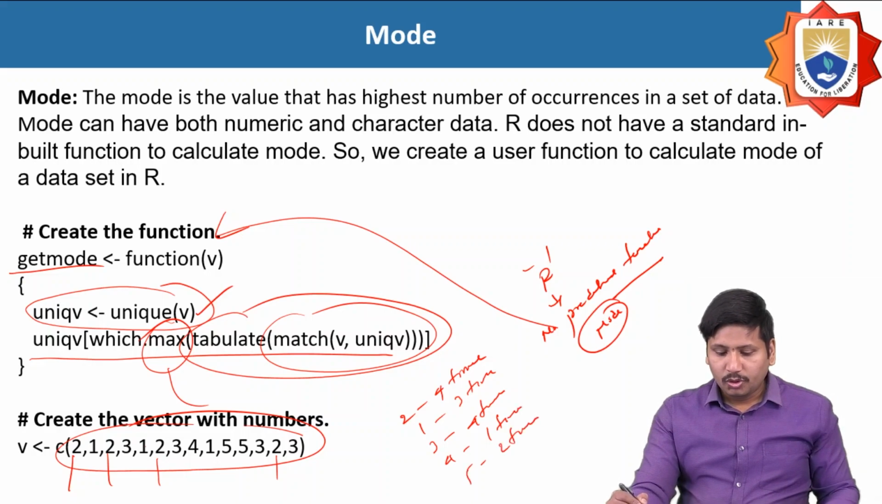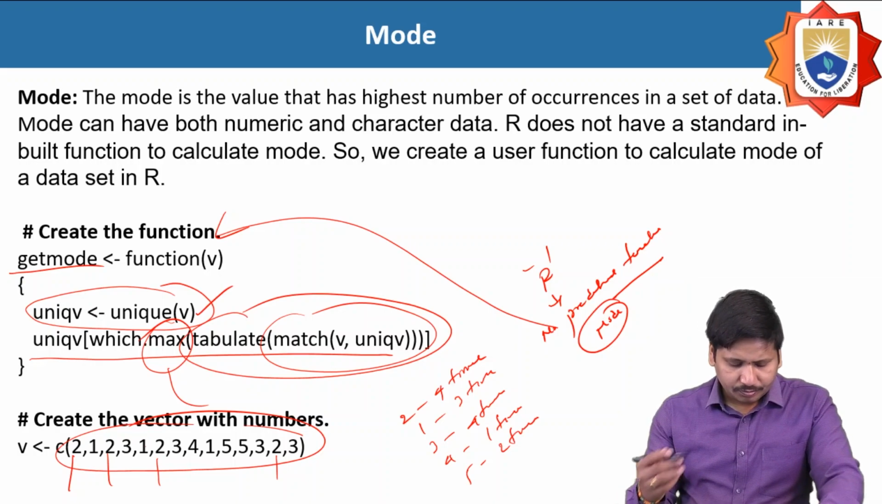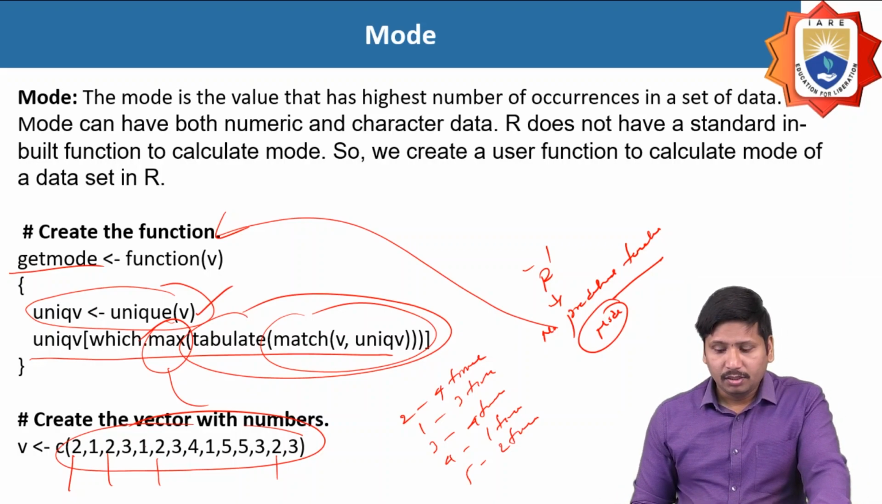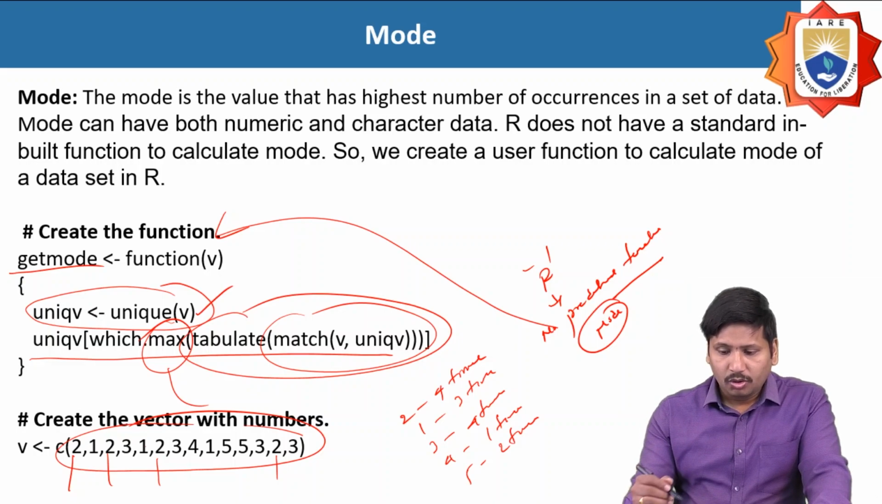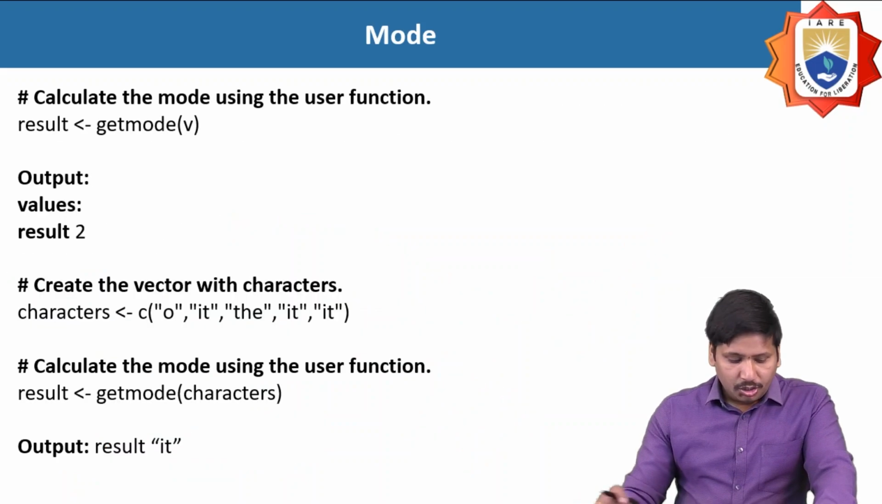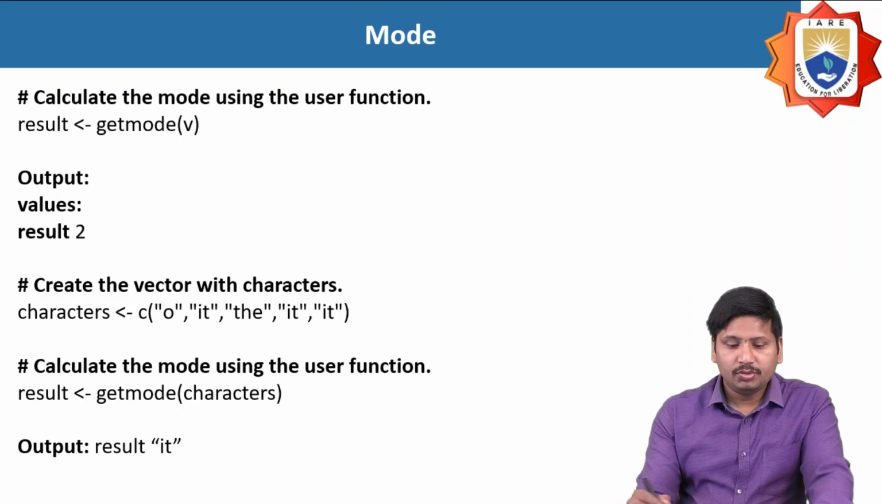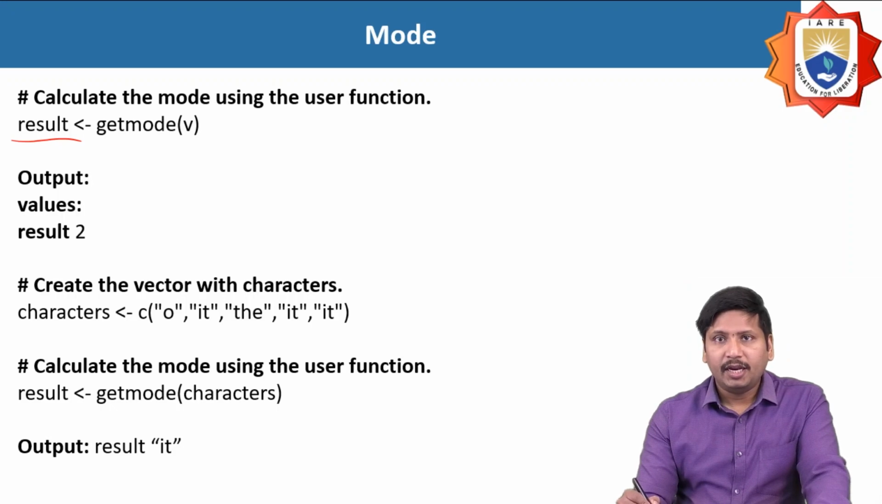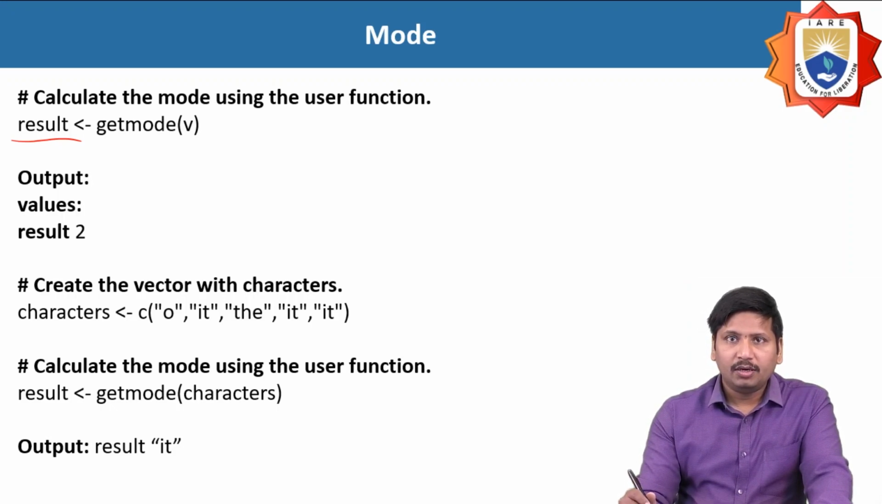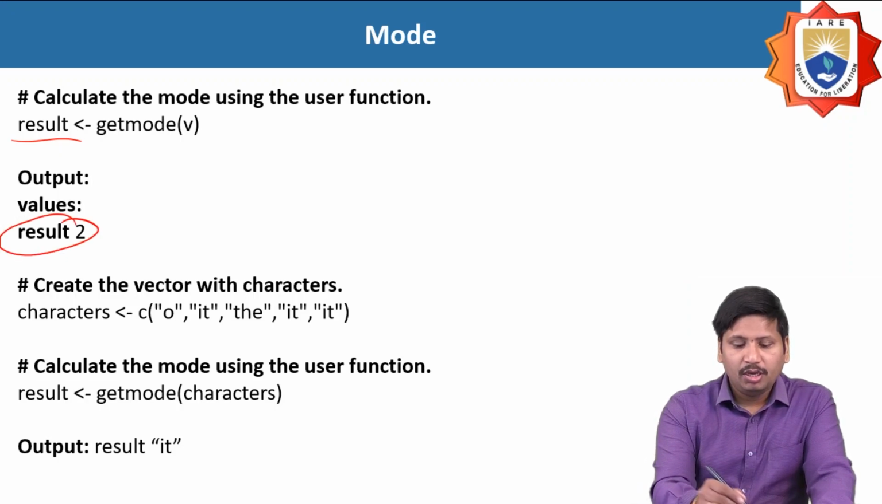So like this I calculate the mode here. What is the number that occurs the most times? That is 2 comma 3. So in order to calculate the mode using the user function, I'm going to assign getmode of v. For this getmode of v, the result should be that 2 is returned.